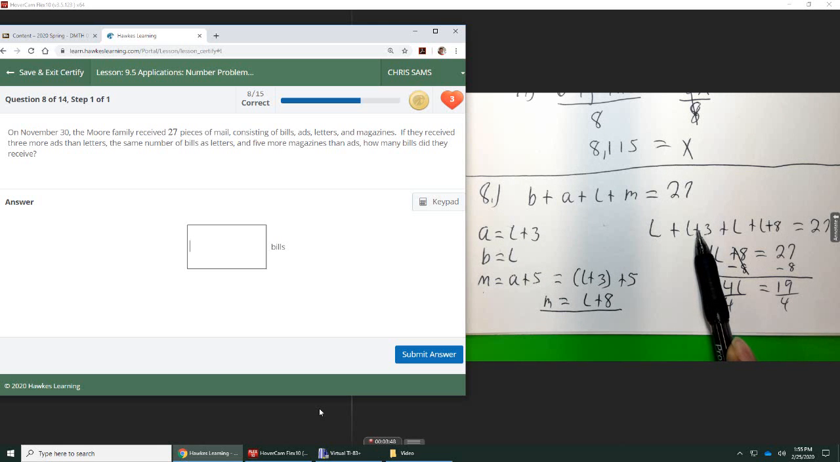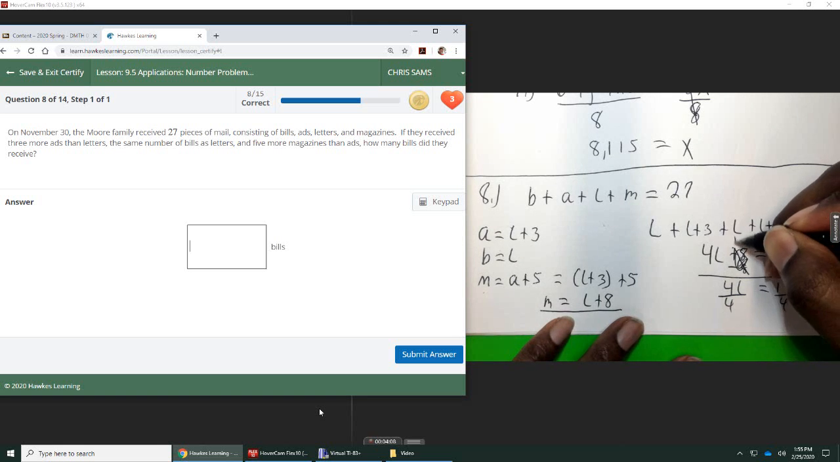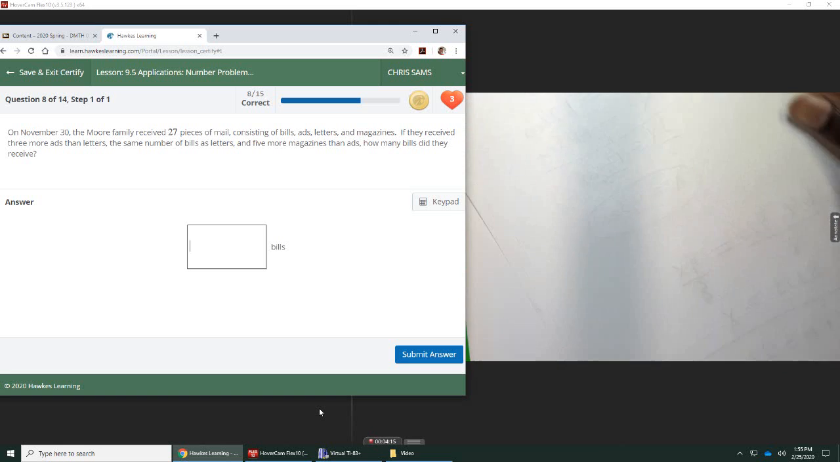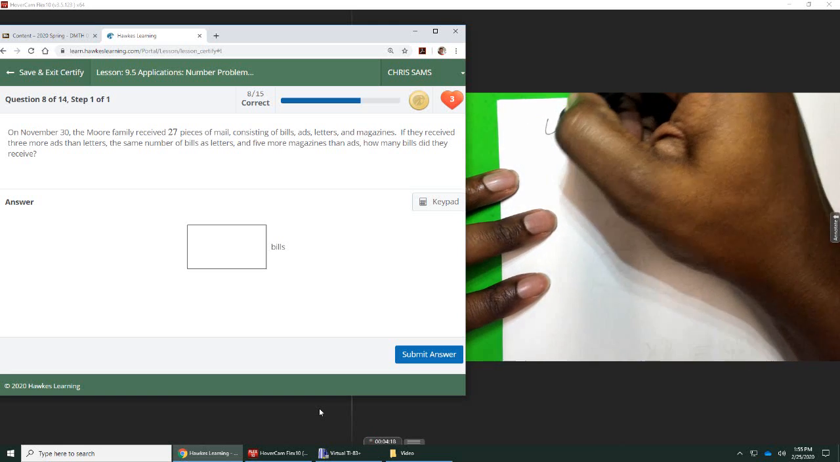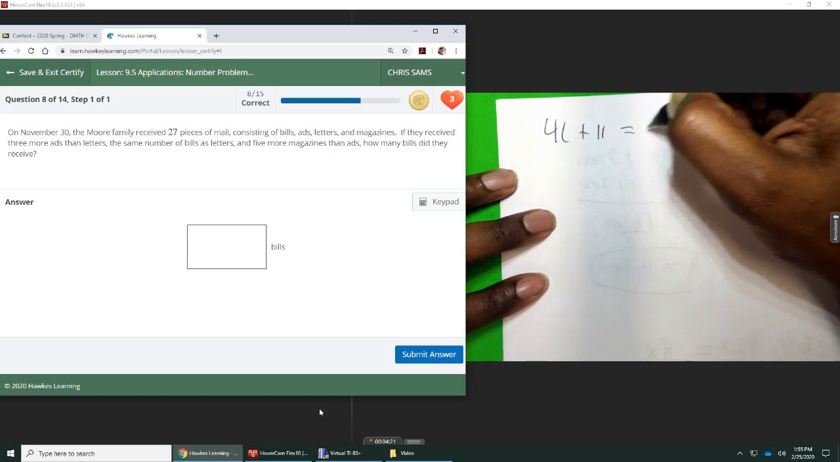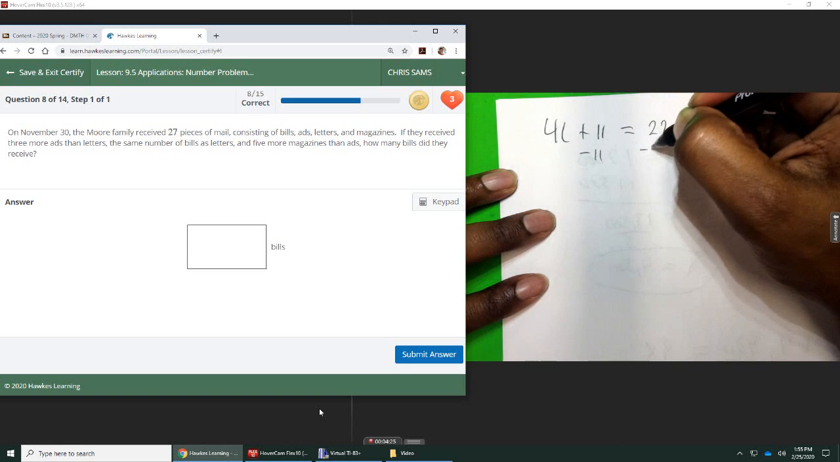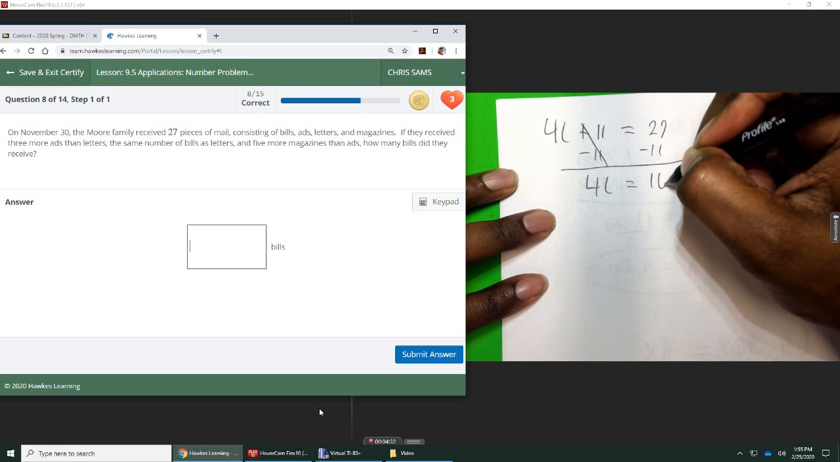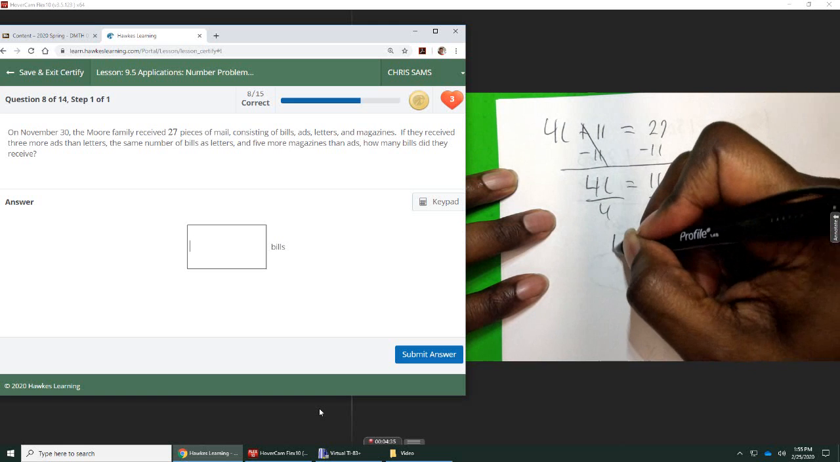Three more letters, same number of bills as letters. Five more magazines than ads. Plus 8, yeah, that's good. Oh, I'm sorry. We have to add the 3 and the 8, and then we get 11. Well, actually, this should be 11, and we should be subtracting 11. Let me rewrite this. 4L plus 11 equals 27. That's why it's not coming out right. Okay, so 4L plus 11 equals 27, and then subtract 11 from both sides. 11 cancels, we have 4L equals 16, divide by 4, and we get L equals 4.